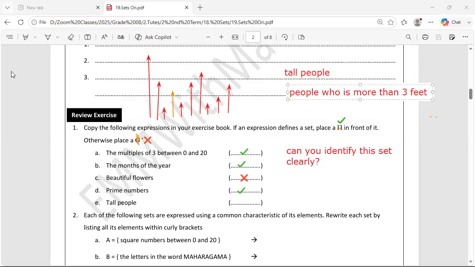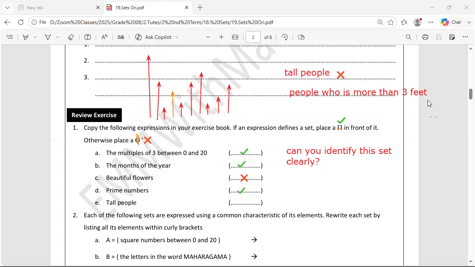Right? Now tell me. You are saying this first one, the tall people, is not a set. And what can you say about the second one? People who are more than 3 feet. Is it a set? Yes. Why?